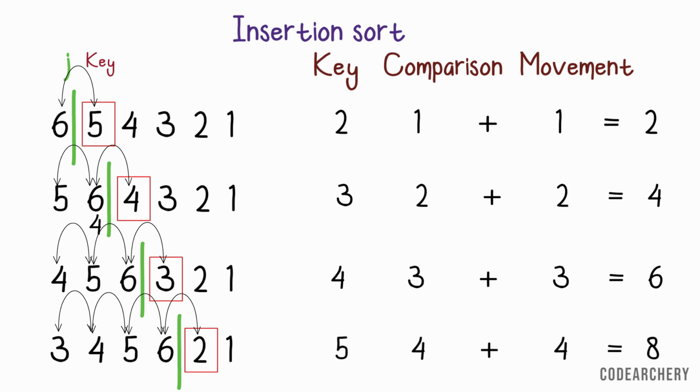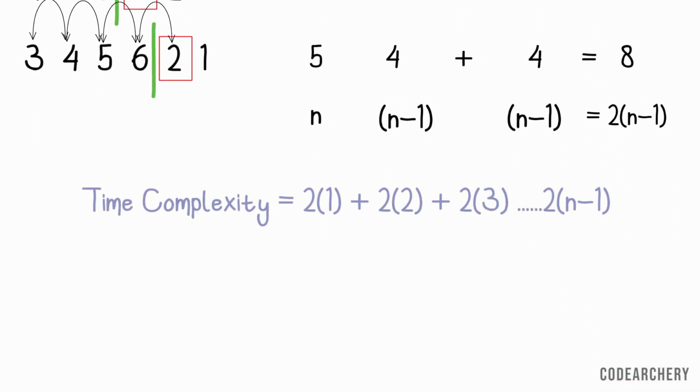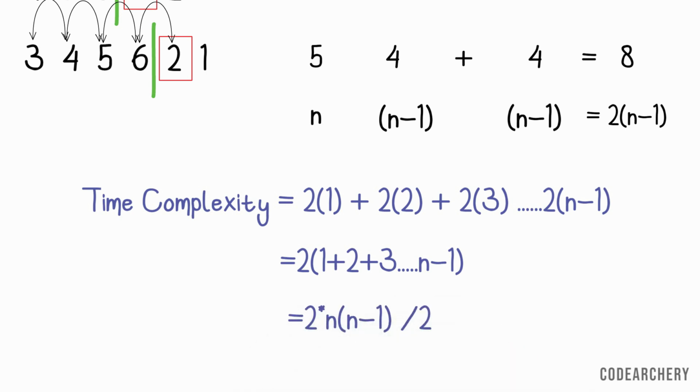So if we generalize, when key is at n position, then we perform n-1 comparisons and n-1 movements in the worst case. So if we add, we get 2(n-1). Now this is a series. So if I pick 2 as common, then we know the formula, it becomes 2 into n(n-1) divided by 2. So if we expand it, in the worst case, time complexity of insertion sort is order of n square.